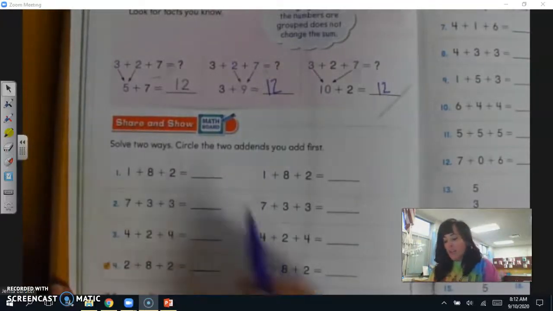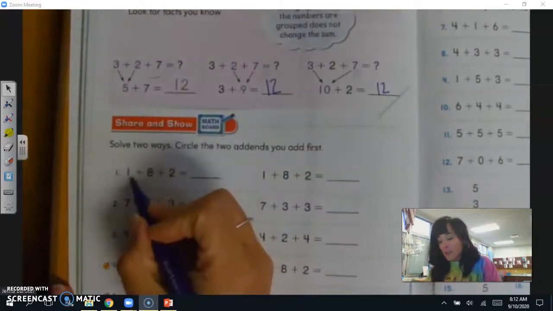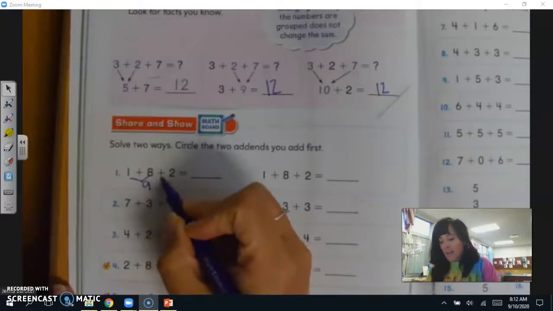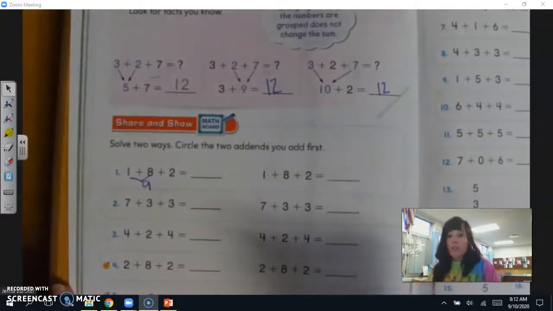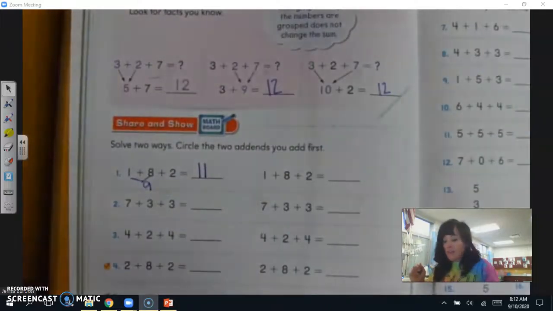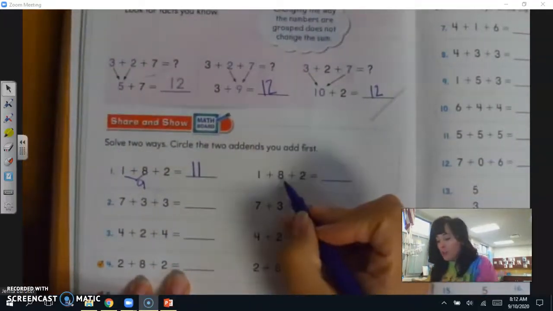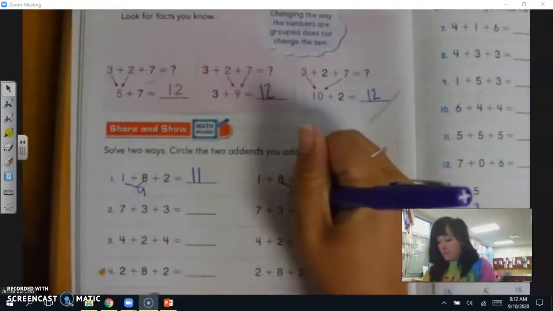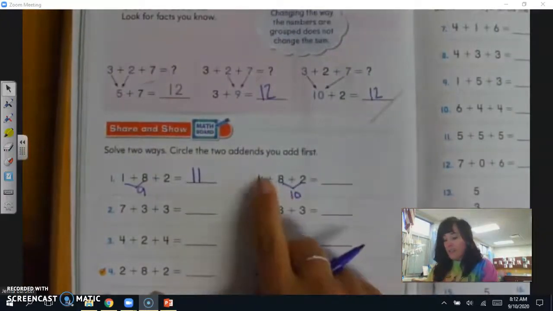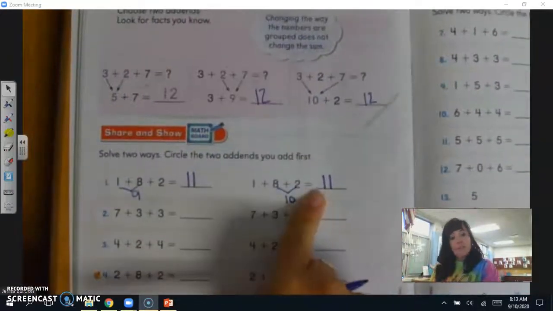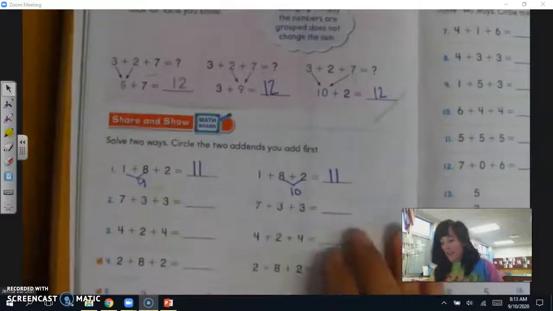So we have 1 plus 8 plus 2. All right, the first thing that you guys might want to do is do 1 plus 8, and that equals 9. Okay, and then we have 9 plus 2. Let's add on 2 more. 9, 10, 11. Our answer is 11. We also, which is what I would do, is I would do 8 plus 2, because I know that 8 and 2 make 10. And then I have 1 left. 10 plus 1 equals 11. Did we get the same answers? Yeah, we did. Okay, let's keep going.